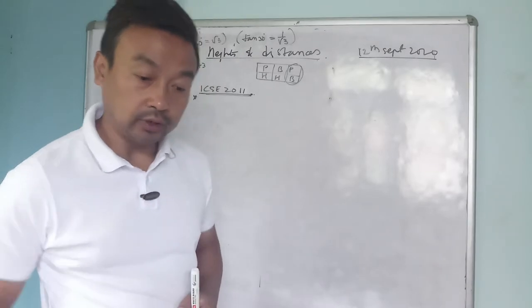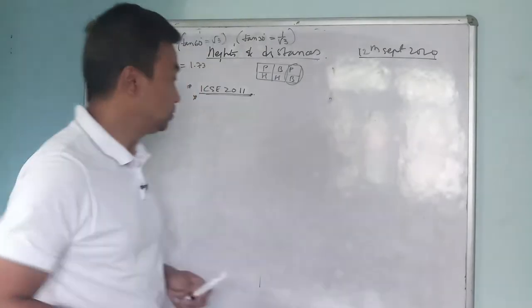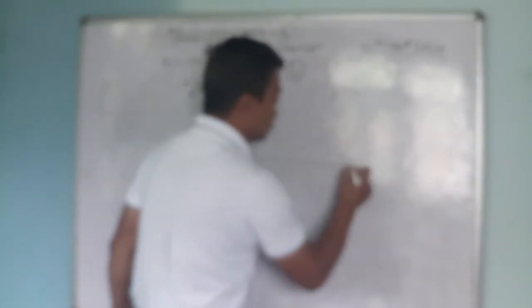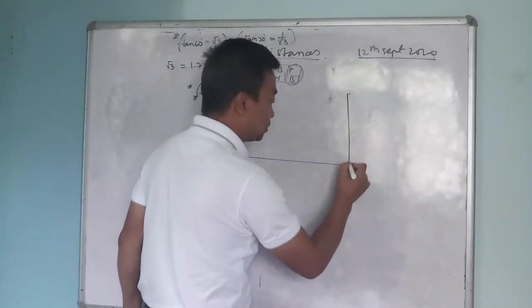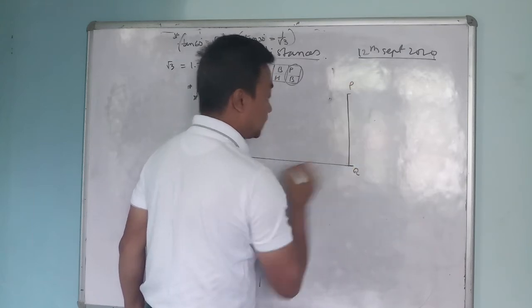A man observes the angle of elevation of the top of a building to be 30 degrees. So here also it is similar to 2009. There is a building here. Let us draw the building, and you can name the building as anything. So I have named the building as PQ.